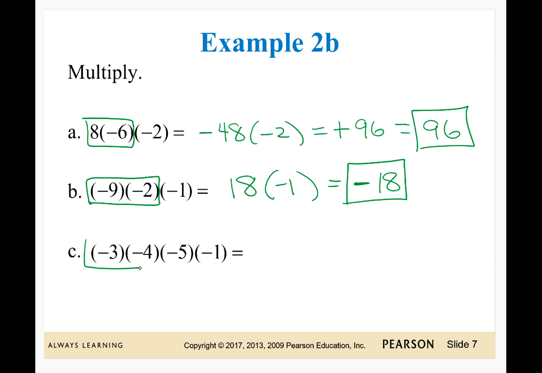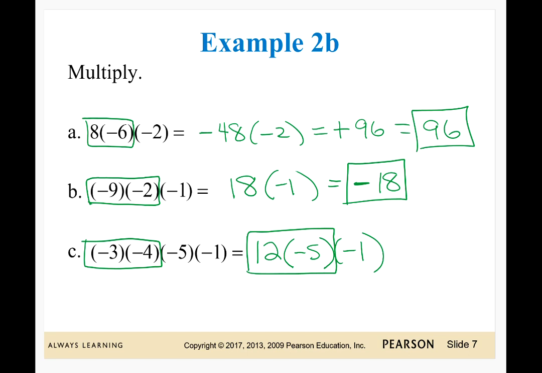All right, C, from left to right, here we go. Negative 3 times negative 4 is going to give me positive 12. So I'm going to rewrite my problem, positive 12 times negative 5 times negative 1. And then I'm going to do positive 12 times negative 5. So different signs, so my answer is negative.